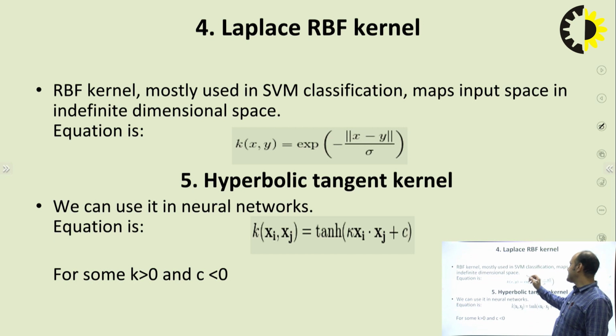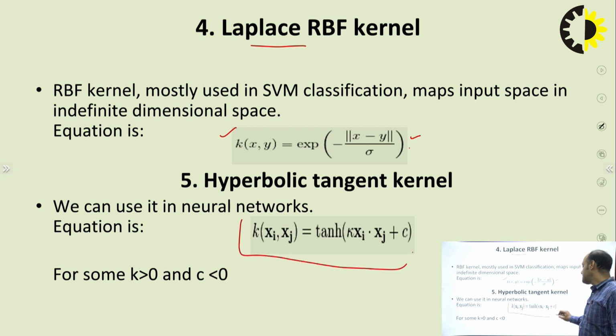Fourth, Laplace. First is the Gaussian radial basis function, then the Laplace radial basis function, which is defined by this equation. Okay, this is used to map input space into indefinite dimensional space: k(x, y) equals exponential of minus the modulus of x minus y upon sigma. Okay, the hyperbolic tangent kernel is defined as this equation.